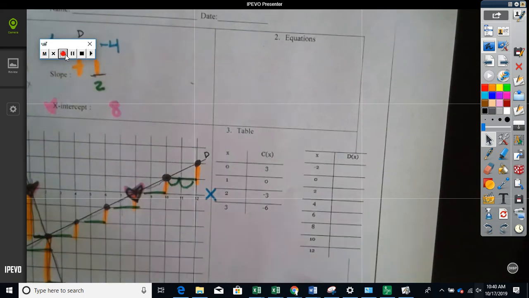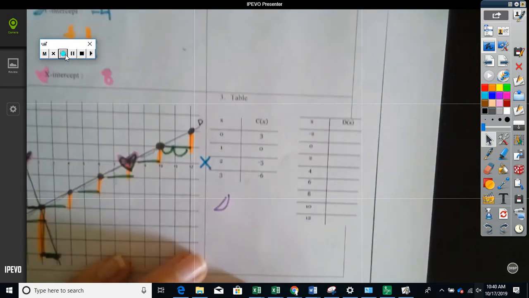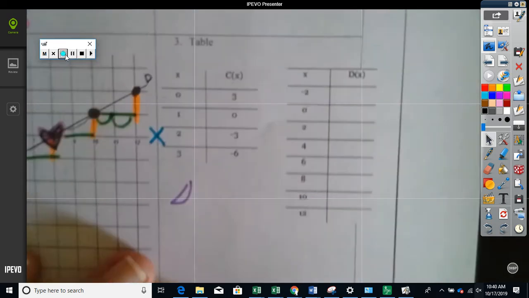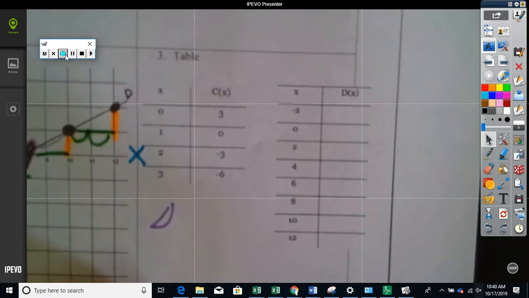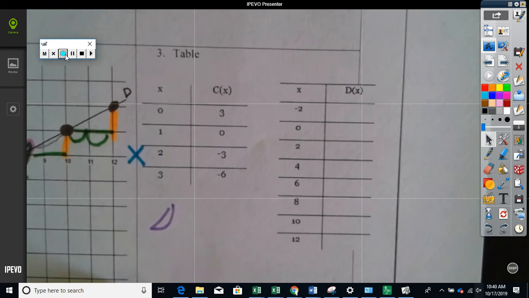So for the table, this is how you know where the banana is at. Please draw this. Please write this. Eventually, I'm going to give you tape, and you're going to tape this in your journal. That's why I'm asking you to please write this down.